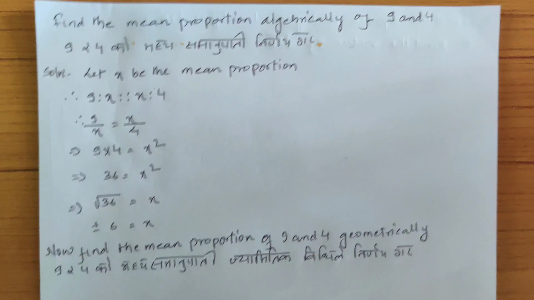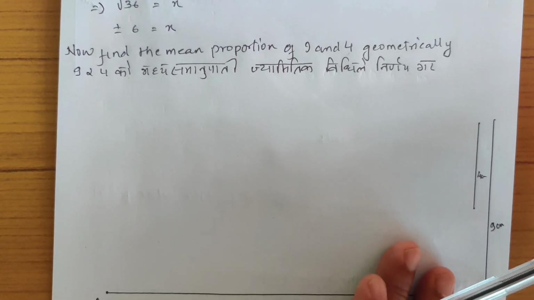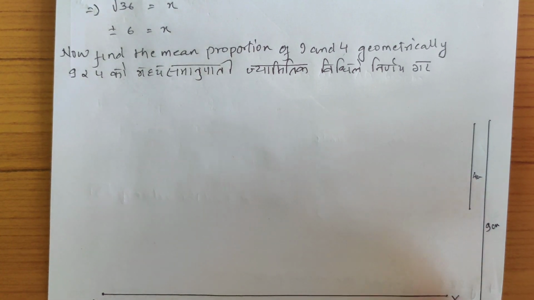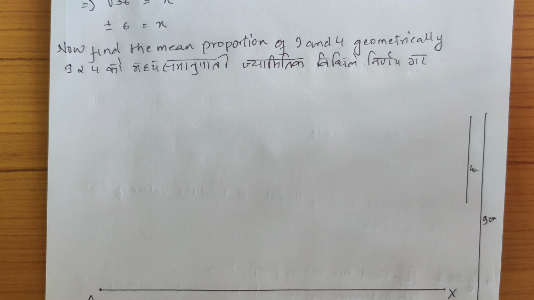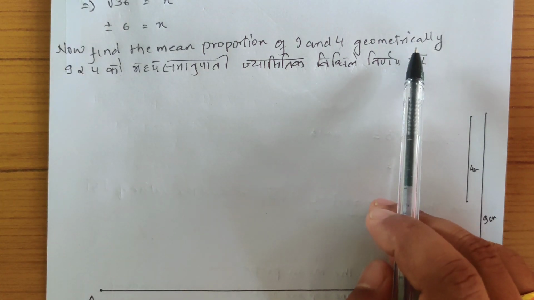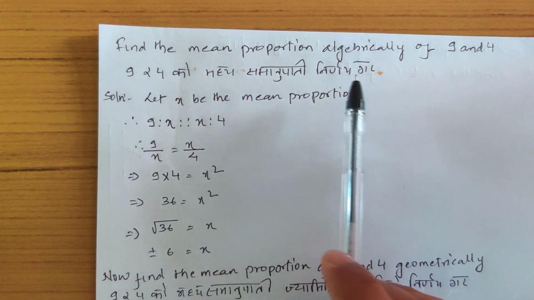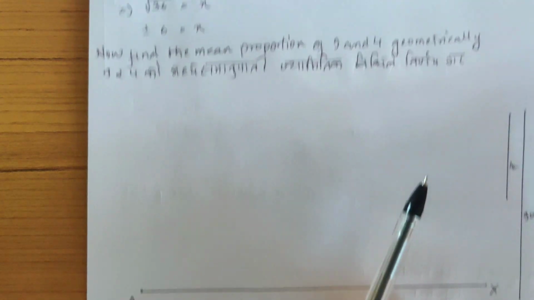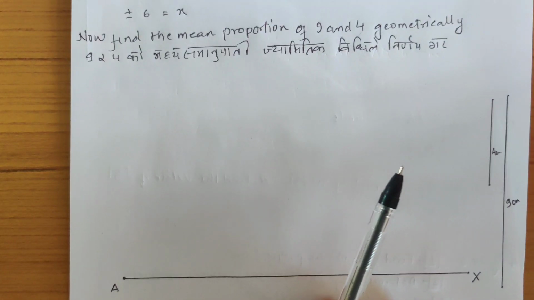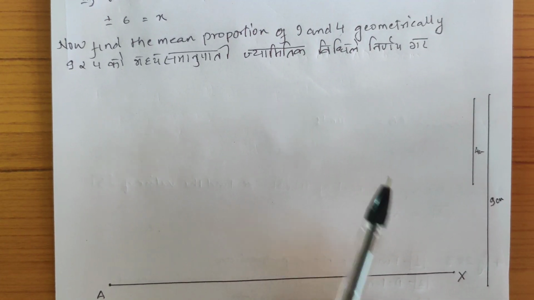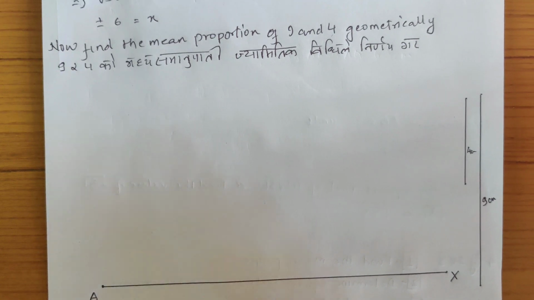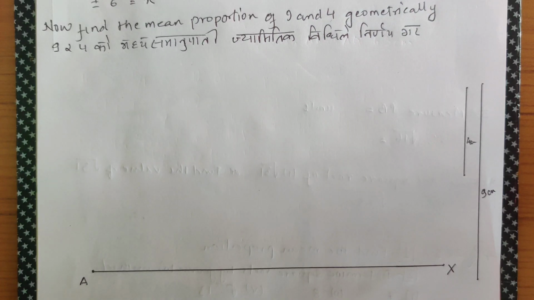algebraically. Now we need to calculate this one geometrically, and this is our basic task. This is what we need to do. Find the mean proportion of 9 and 4 geometrically. This is our target. Here I've solved it algebraically, but here I need to solve this geometrically. Find the mean proportion of 9 and 4 geometrically. So let's do this. People, let's find out the mean proportion of 9 and 4 geometrically.